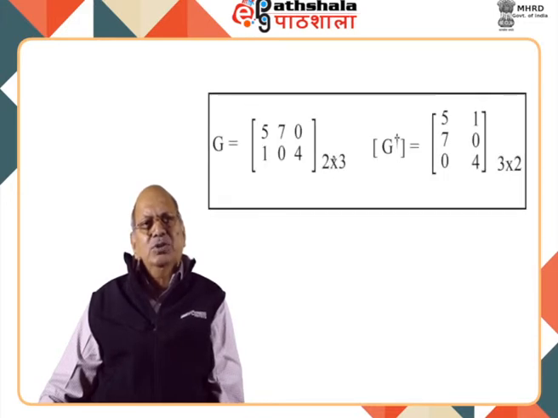Then let us go to the next, the transpose of a matrix. The transpose of a matrix G of dimension m by n is denoted by G with this sign. The transpose of a matrix G can be obtained by changing its rows into columns to give G transpose. That is, the rows of the G transpose matrix are the columns of the G matrix, and the rows of the G matrix are the columns of the G transpose matrix. The example below shows G and its transpose G dash. G is of 2 by 3 dimension, and G transpose is of 3 by 2.